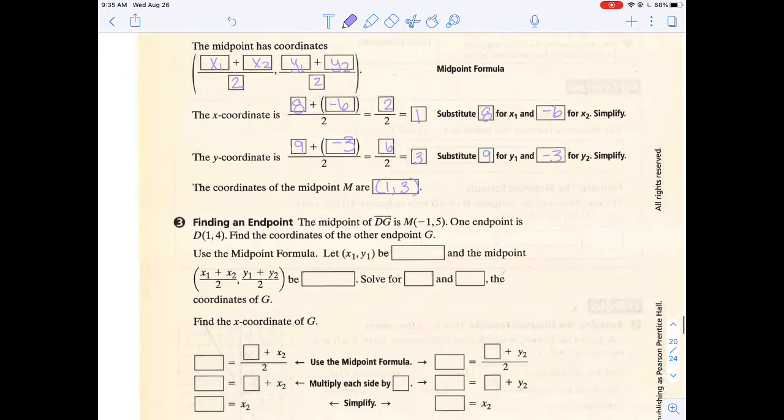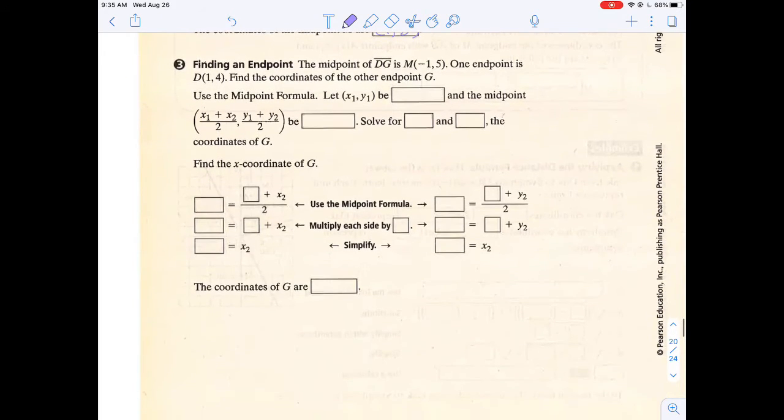Okay, finding an endpoint. So this time they're going to tell us the midpoint. We have to find the endpoint. The midpoint of line DG is M at (-1, 5). One endpoint, D, is (1, 4). Find the coordinates of the other endpoint, G. So we're going to use the midpoint formula. And for x1, y1, we're going to use the point (1, 4).